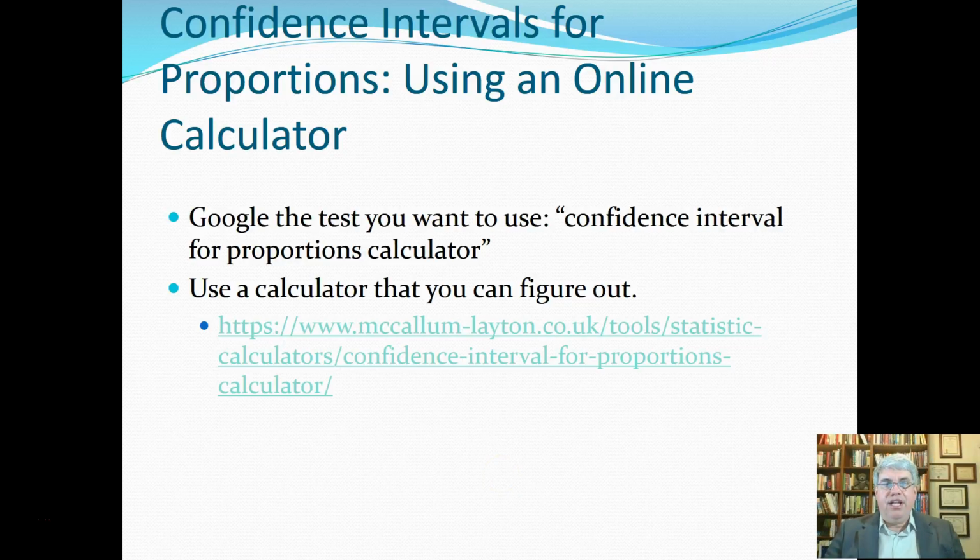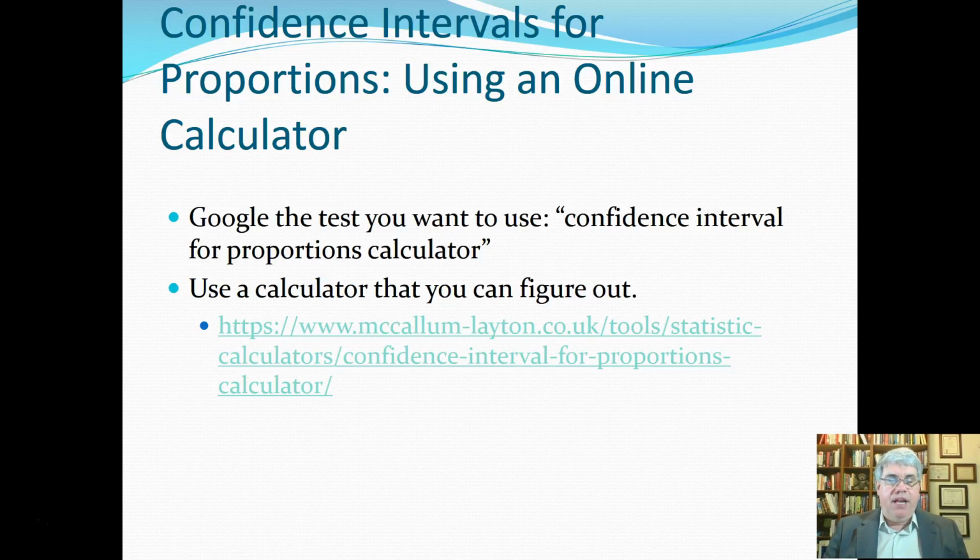Let's look at how to calculate confidence intervals for proportions using an online calculator. Now, first of all, what's a confidence interval for a proportion? This is what we see during elections when it says, oh, 52% of people say they're going to vote for candidate A and 48% say they're going to vote for candidate B.